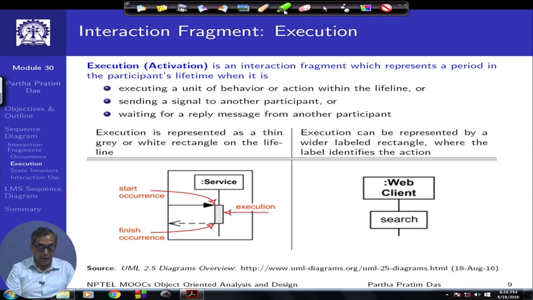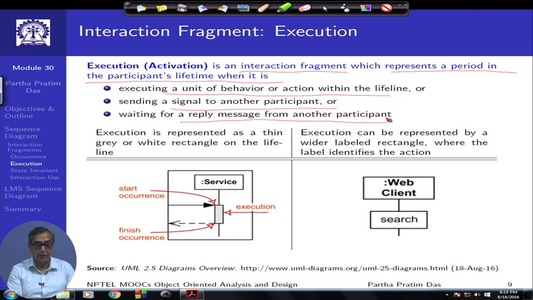The second is the execution fragment. It is often called the activation fragment also. In an interaction, it is an interaction fragment which represents a period of time in the participant's lifeline when it is actually executing. So, it is executing a unit behavior or action, sending a signal to another participant or waiting for a reply message from another participant.